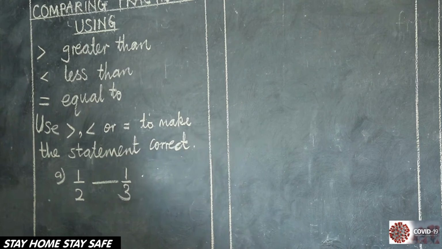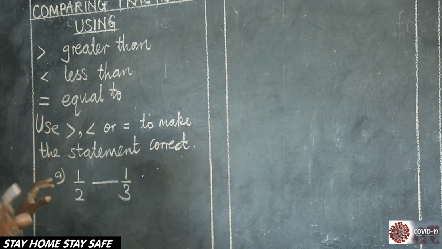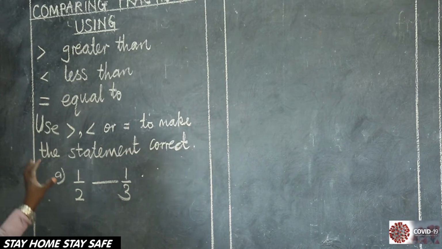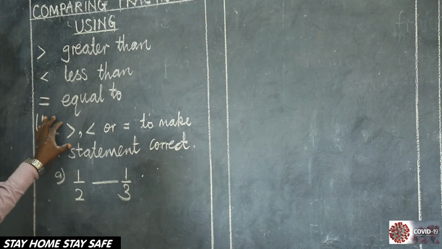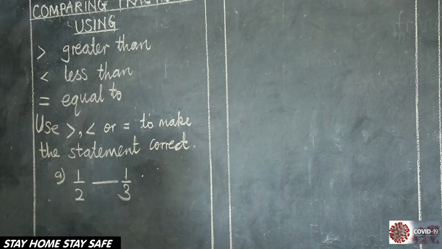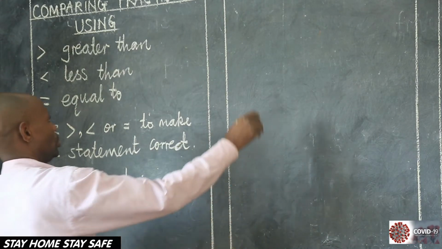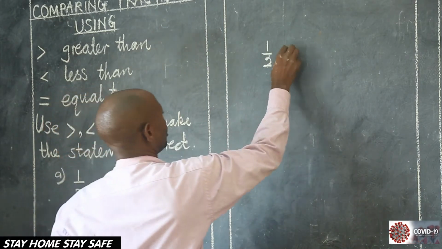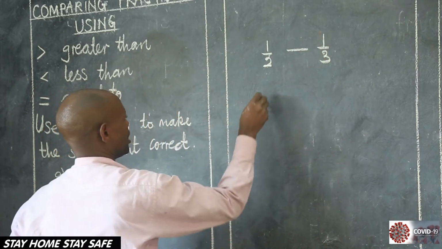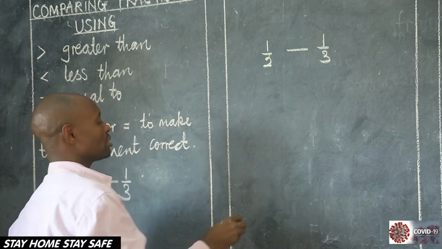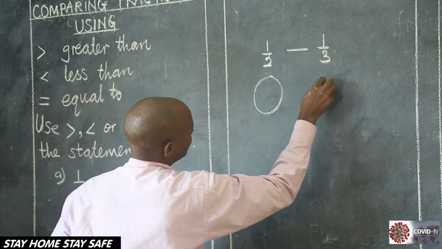From P3, they taught you how to compare this. Remember, where the opening is where the bigger number should be. In your P3, teachers taught you that you can use diagrams. How? If you have a half, dash, a third, you draw diagrams, but make sure those diagrams are of the same size.